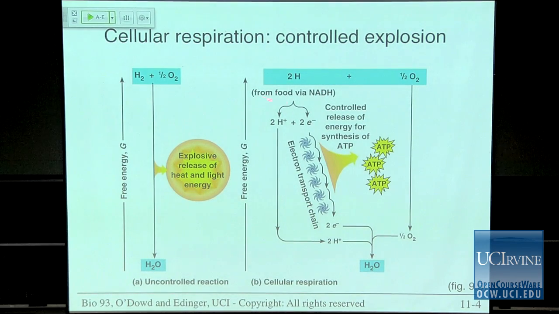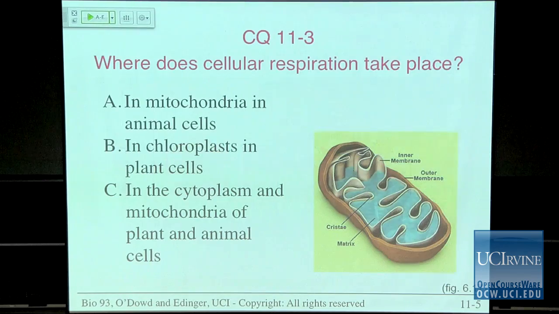We take the electrons off the food, 2 hydrogen ions and 2 electrons at a time, and then they are fed into the electron transport chain that allows the electrons to fall down their energy gradient, basically, and at each step you can harvest some of that energy to make ATP. And so this is a controlled explosion in that we get a low energy product from combining two higher energy reactants.